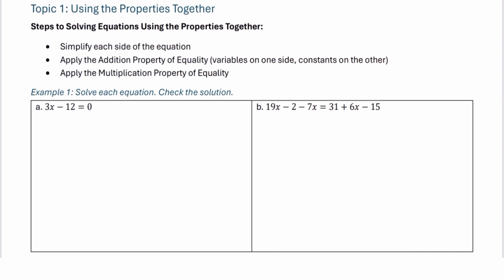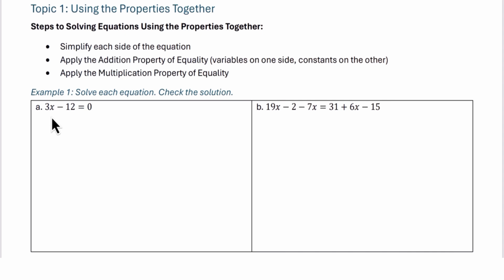In this video, we'll look at combining the addition and multiplication properties of equality. The steps to solve these equations are: first, simplify each side of the equation. Next, apply the addition property of equality. The goal is to move all variables to one side and constants on the other side. Finally, if necessary, we will apply the multiplication property of equality.